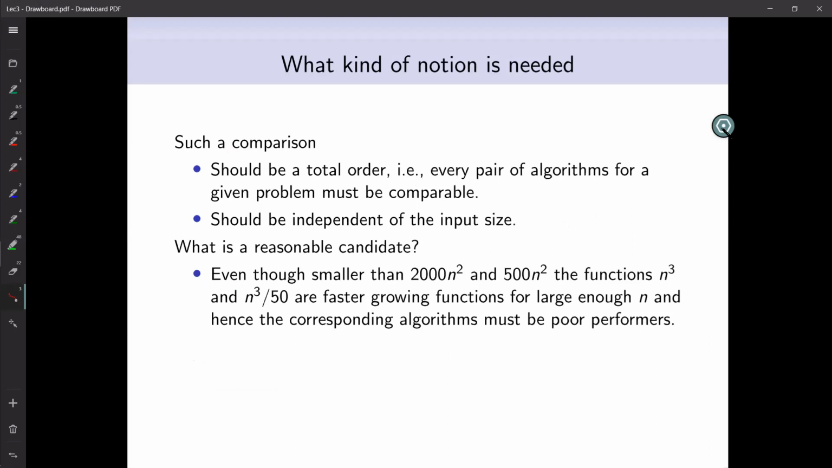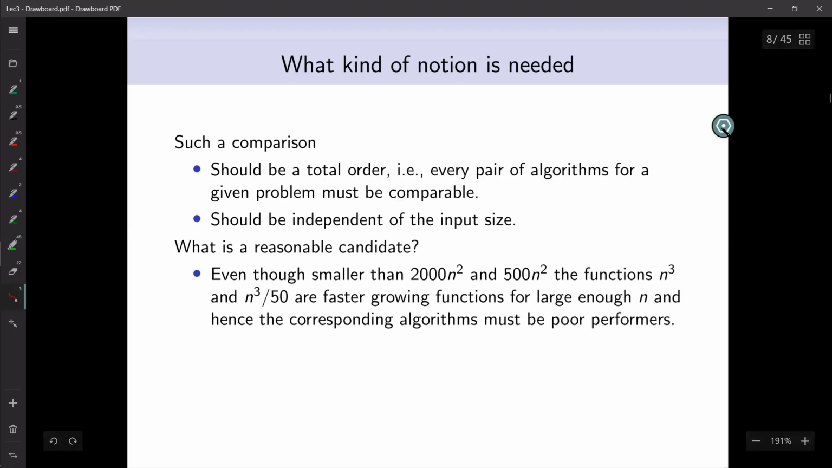It should be such that any pair of algorithms should be comparable. If you look at the previous example, algo 2 and algo 3, as well as algo 1 and algo 3, are not comparable. There are values of the domain, that is n, where for a value up to 500, algorithm 1 performs better than algorithm 3, whereas for n greater than 500, algorithm 3 performs better. Initially, when n is greater than 500, algorithm 1 performs better. So that is not acceptable. We want a total order, that is, every pair of algorithms for a given problem must be comparable.